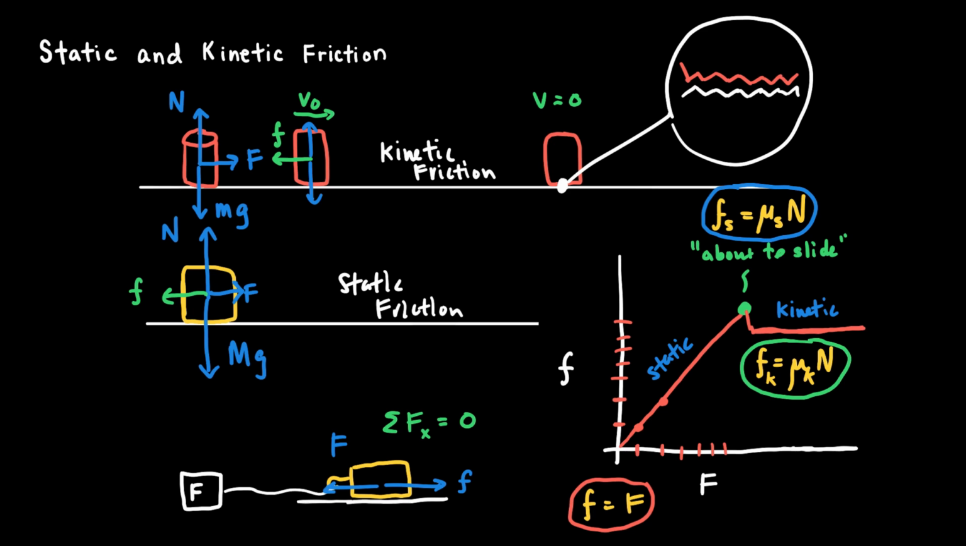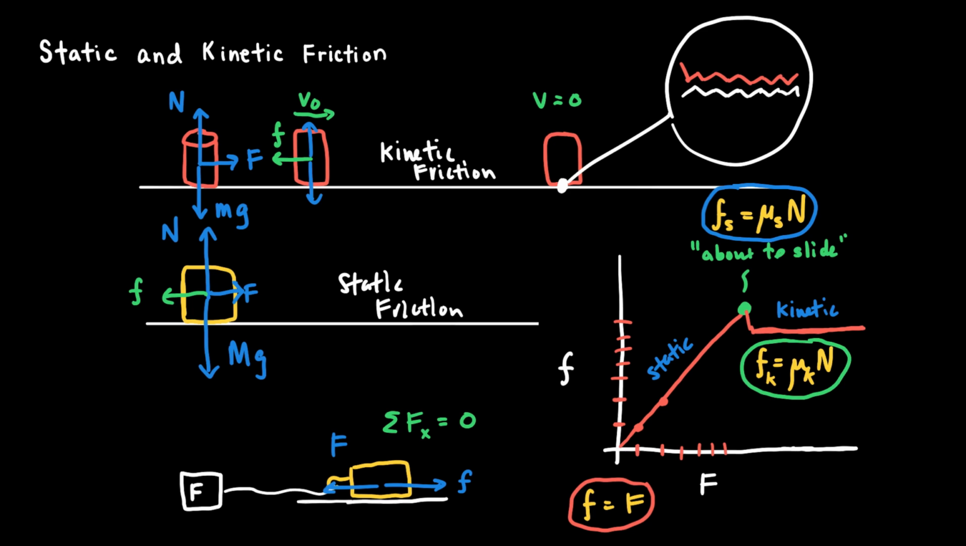So I think when you are asked to calculate an amount of friction acting on an object, there's really three cases. If the object is about to slide, then you could use the coefficient of static friction times the normal force. If the object is sliding, it is moving, then you could use the coefficient of kinetic friction times the normal force. And if the object is neither moving nor about to slide, you would know that the force of friction is always equal to the applied force.